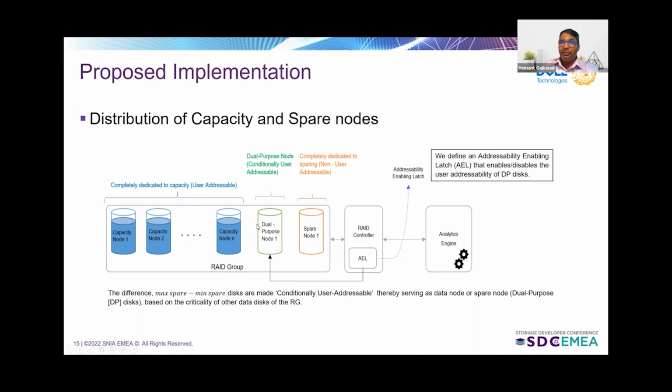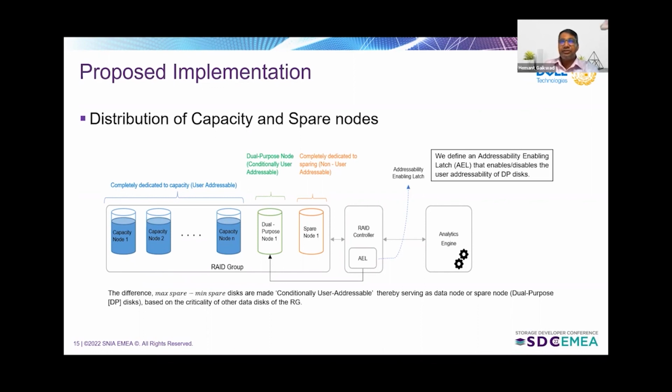The difference, that is the max spare minus the min spare, is something which we associate as conditionally user addressable, and that serves the dual purpose of either being a spare or being a data drive. An analytics engine is provided, which comprises a classification algorithm and a Bayesian method, and then provides the probability of failure for failing drives identified by the classification algorithm. A probability threshold is defined above which this failure is considered very serious.